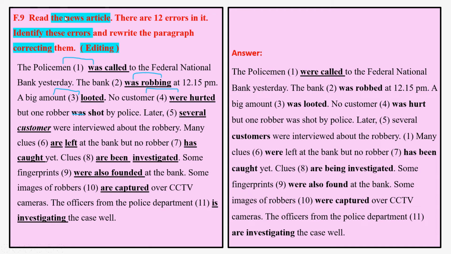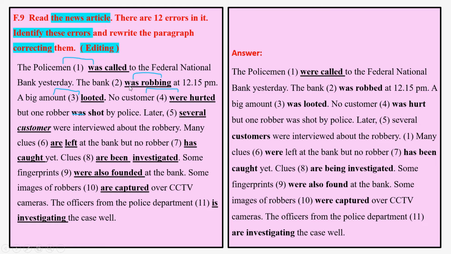So here is the article, and you have to edit this article, means find out or identify the errors, grammatical errors, and correct them. For that, you must see the relationship, doer and verb. Suppose policeman, this is more than one, and here was is used only for one. So here is the mistake, means error. You can correct this, and the correction is this way: the police were called to the Federal National Bank yesterday.